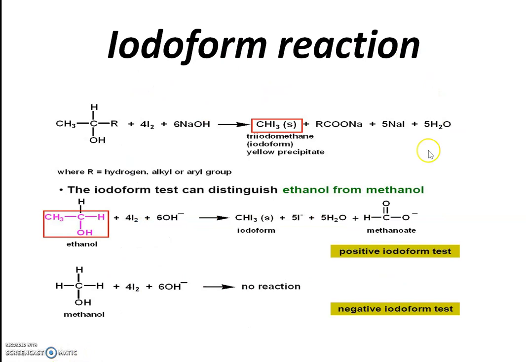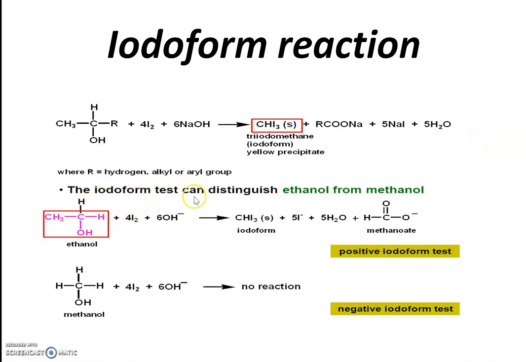You can explain like this also. This is methyl alcohol, reacting with 4 moles of iodine and 6 moles of sodium hydroxide. We will get triiodomethane, a sodium salt of a carboxylic acid depending on what compound you are using here, then sodium iodide and water.